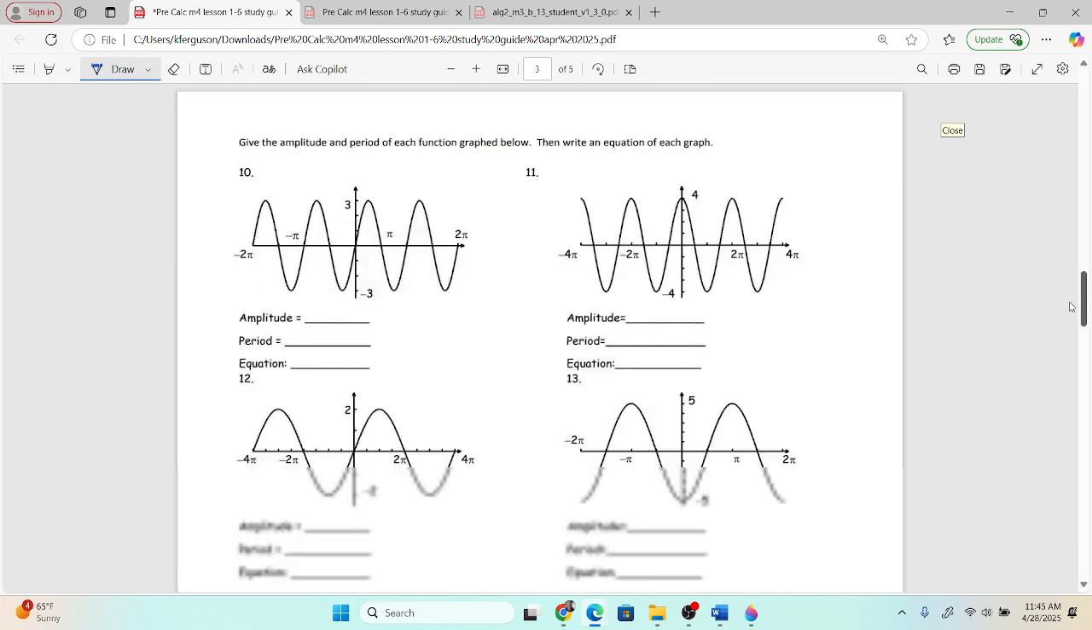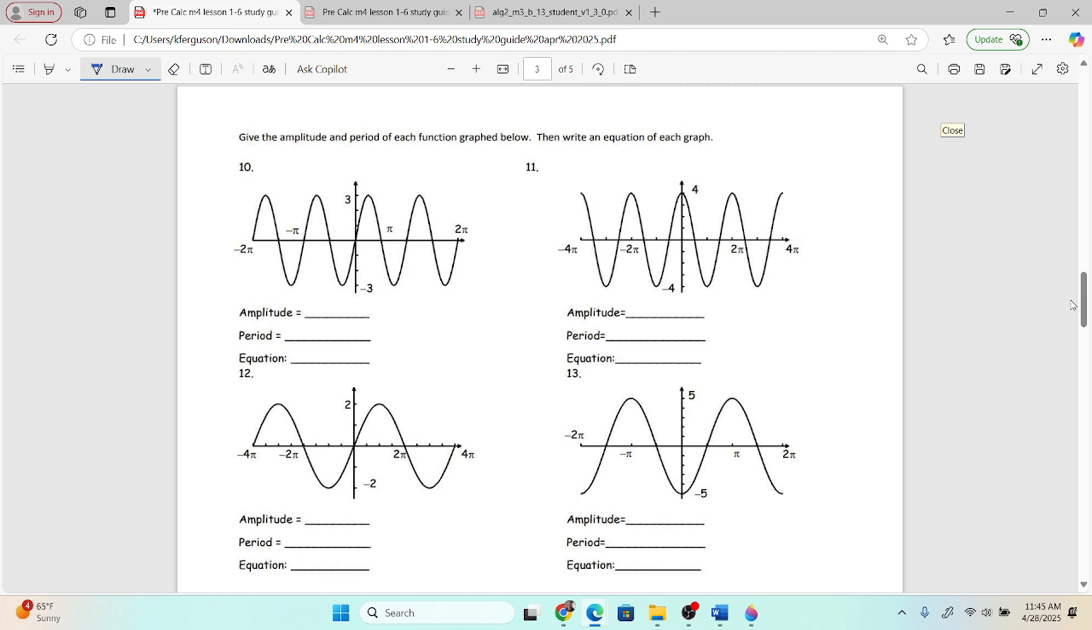All right. So let's talk about these two. You have the amplitude and period for each function graphed. I don't think you're going to have to deal with the equations because we already dealt with the equations. You know what? Let's just be cautious. Let's see what we get. So anyway, what's the amplitude for number 10? 3.